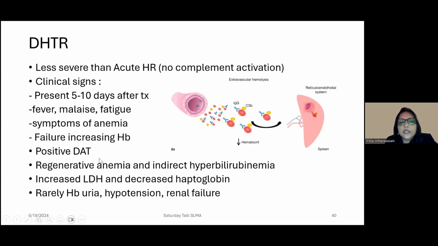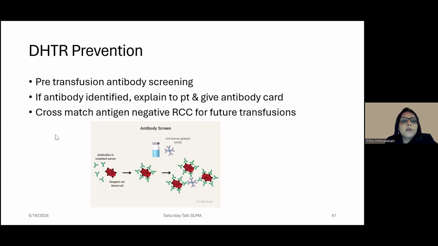And the blood bank can demonstrate a positive direct antiglobulin test, where we can demonstrate the antibody-coated red cells in the patient's circulation. Other things are very rare. You may not see these complications, but you have to identify them and support the patient. Prevention is very important here.